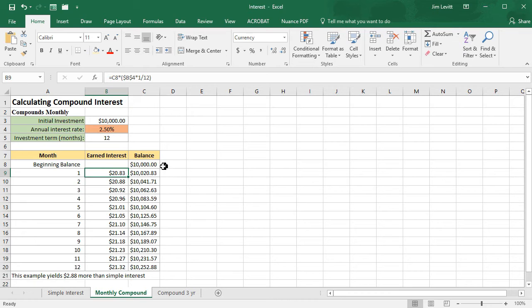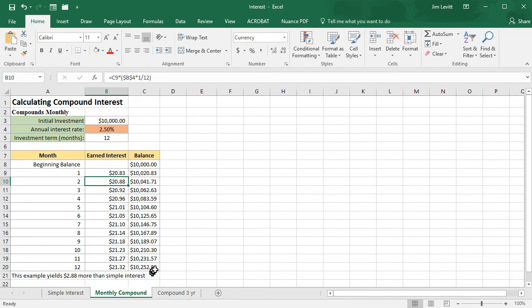is cell C8, which is my previous balance, times my interest rate. Again, I'm using absolute references, B4, my 2.5%, divided by 1/12, because it's not the percent each month, it's 1/12 of that percent. And then I simply add that to my balance after month 1, and month 2 I take the previous remaining balance, multiply it by 2.5% divided by 12, and on.